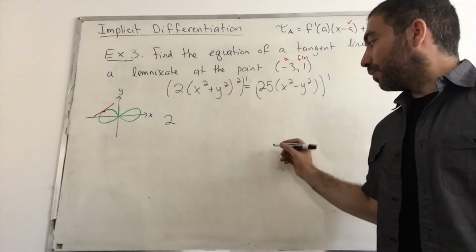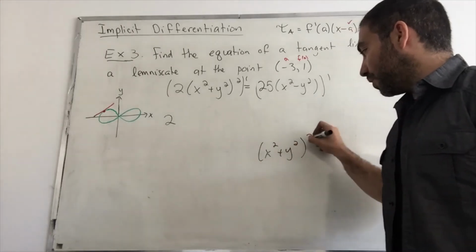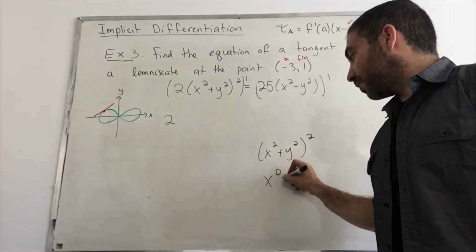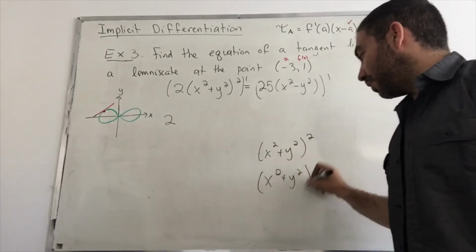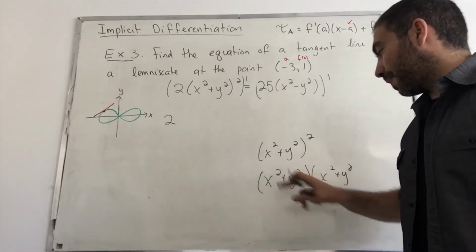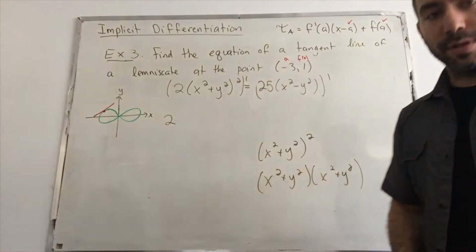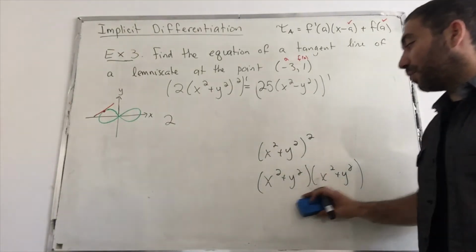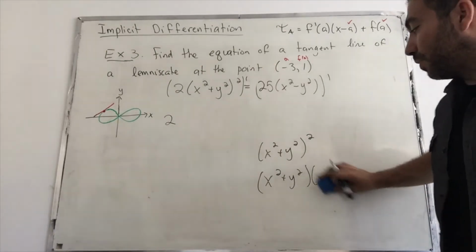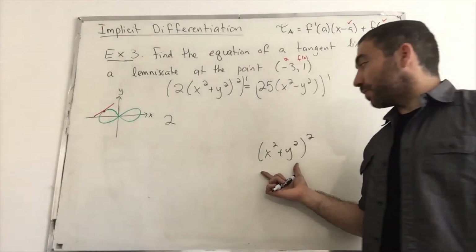One way of doing this is rewriting x squared plus y squared and squaring it. It's a binomial, so we could essentially distribute and FOIL and then solve it that way. Not the most efficient way, I wouldn't do it this way. The better way to do it is to use chain rule.